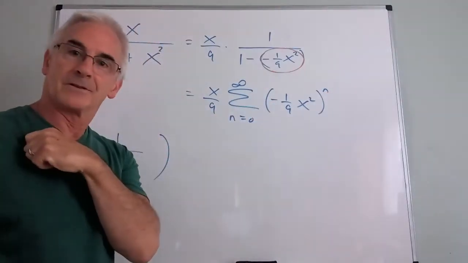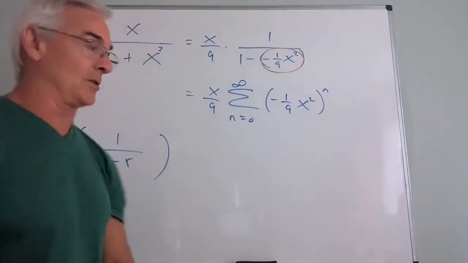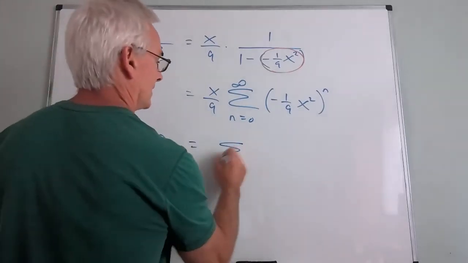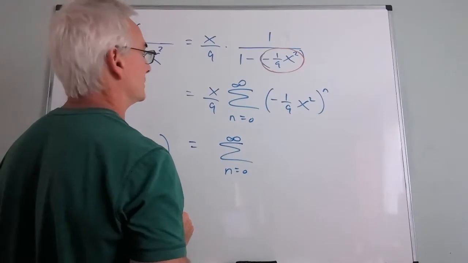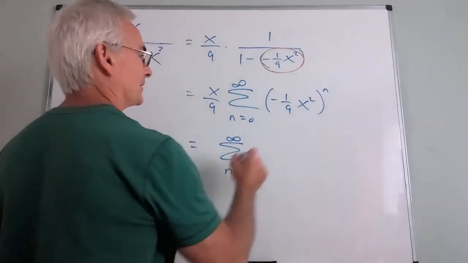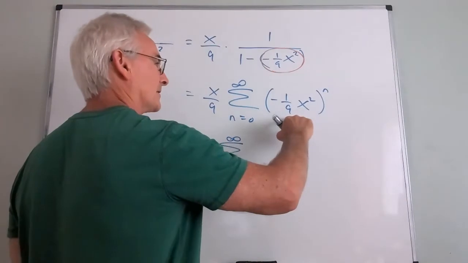It's a power series. Alternating. It's an alternating power series. Is that an A or a 9? It's a 9. Okay. All right. So now what do I do?